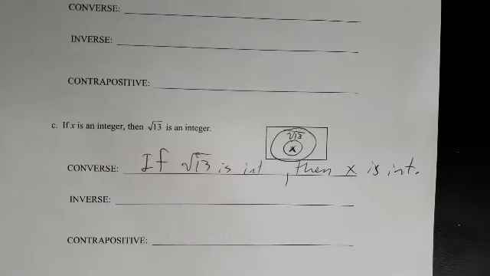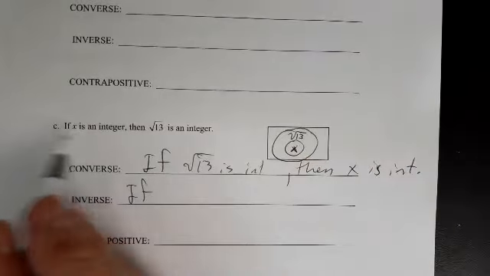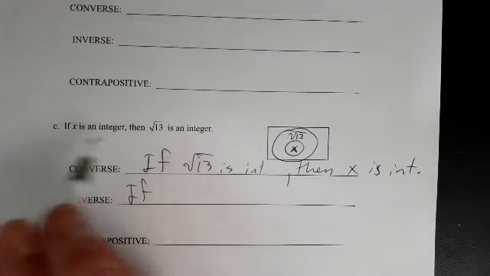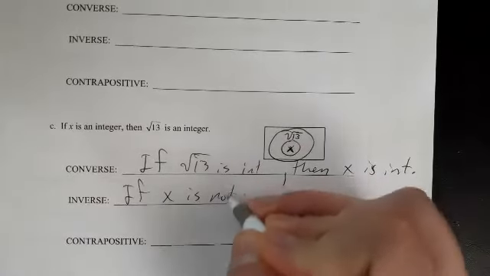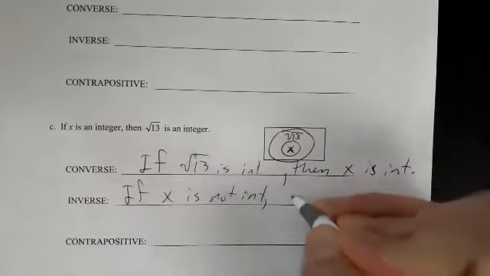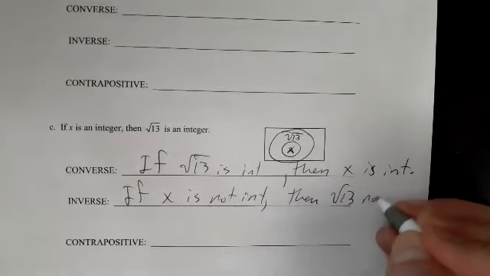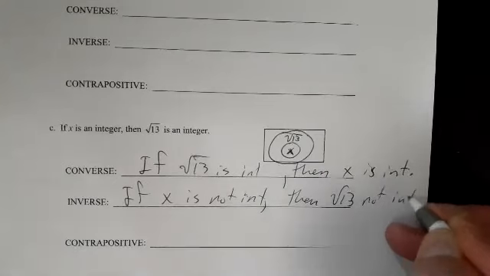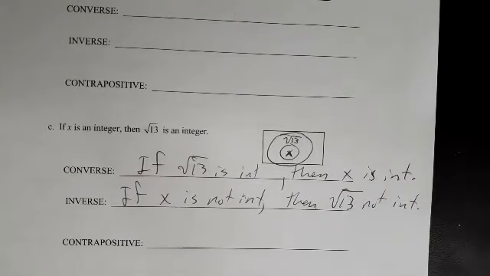And the inverse looks like what? If not this, then not that, right? So if x is not an integer, then root 13 is also not an integer. So it stays in the same order. We just throw the nots in there. And the last thing, the contrapositive, we have to swap and we have to throw nots in there.